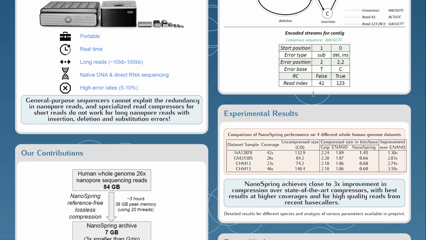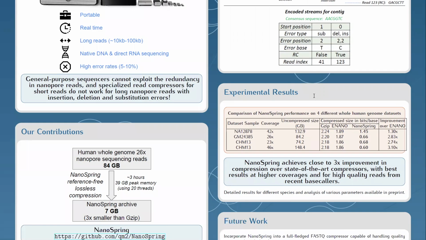Next, I'm going to share the experimental results for NanoSpring. In the table here, we compare NanoSpring with the popular general purpose compressor gzip and a state-of-the-art compressor, ENANO. We test on 4 different whole human genome datasets from different samples and with different coverages. Overall, NanoSpring achieves close to 3 times improvement in compression over the state-of-the-art compressor. Note that the compression results for the first dataset are significantly worse than the other 3 datasets.